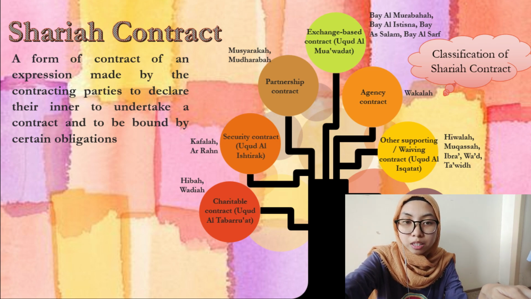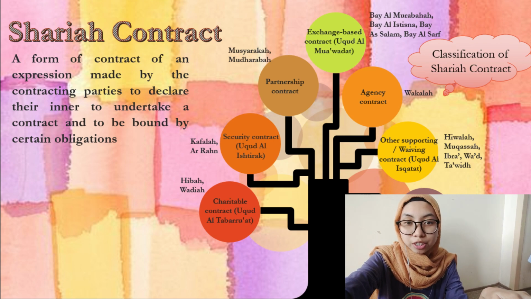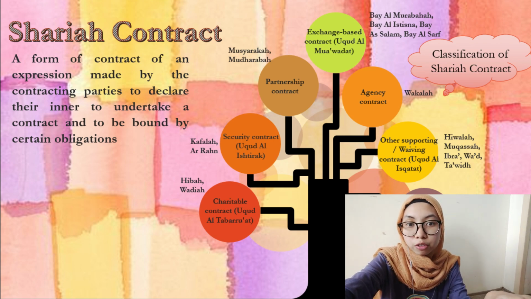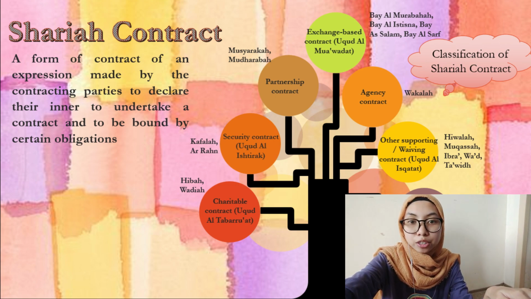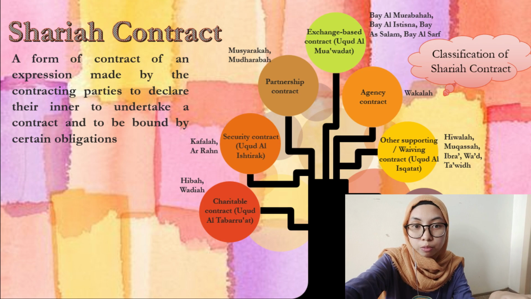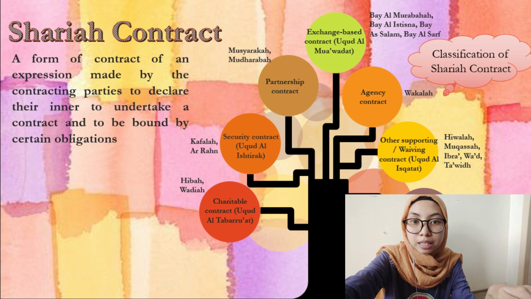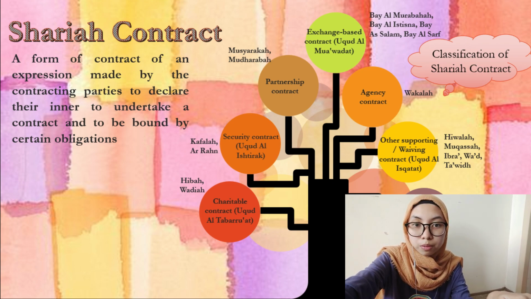Sharia contract can be classified into several groups, which are first the exchange-based contract, Uqud al-Muawadah. This kind of contract involves the exchange of one counter value for another. Exchange-based contract can be grouped into two categories, which are sale-based contract and lease-based contract. Sale-based contract involves selling some valuable object for another. For examples, they are bai al-murabaha, bai al-istisna, bai al-sarf, and others. Lease-based contract includes lease contract such as ijara thumma al-bai.